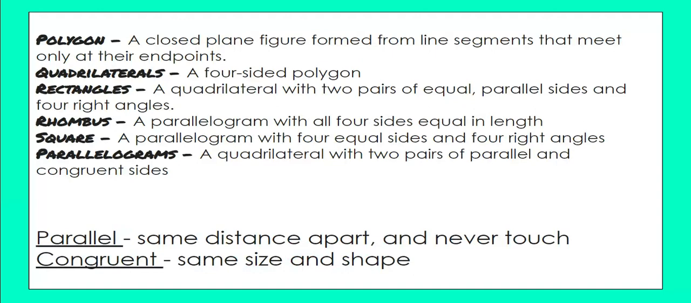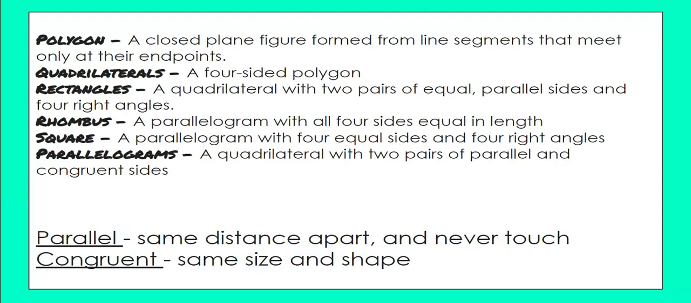We have vocabulary words, which are needed. A polygon, which is a closed plane figure formed from line segments that meet only at their endpoints. Quadrilaterals, which is a four-sided polygon. A rectangle, which is a quadrilateral with two pairs of equal parallel sides and four right angles.